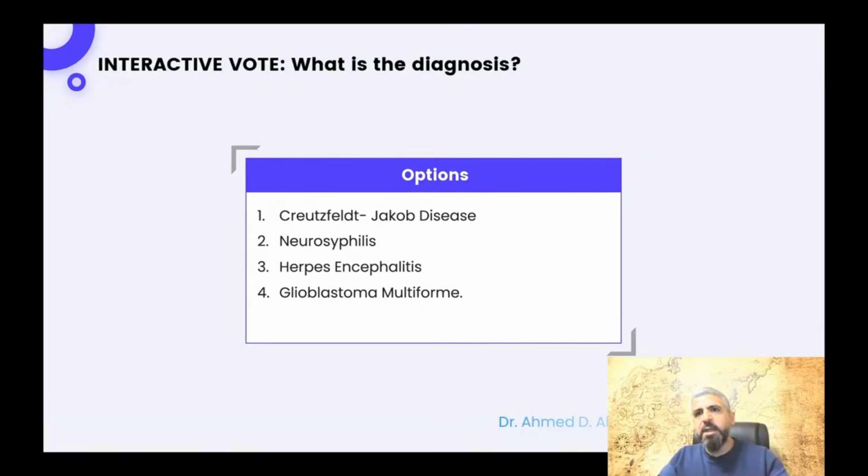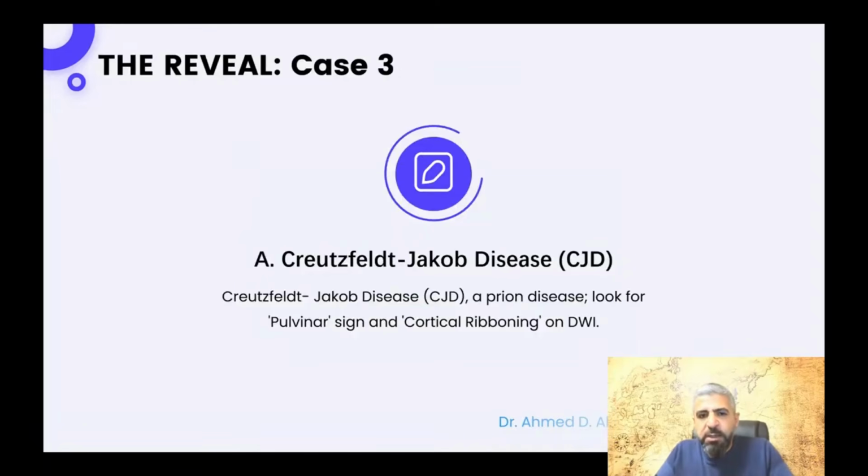The correct answer is, of course, number 1, which is Creutzfeldt-Jakob disease, or prion disease. Look for the pulvinar sign, the hockey stick sign, and cortical ribboning on diffusion-weighted imaging. Creutzfeldt-Jakob disease is a prion disease. This is the detective's nightmare because it's so rapid, but the MRI gives the answer when the lab is still not here, or when the lab is still pending. Look at the ribboning and the hockey stick sign.